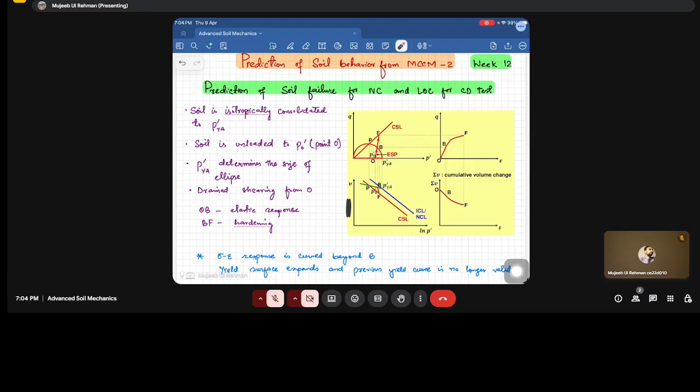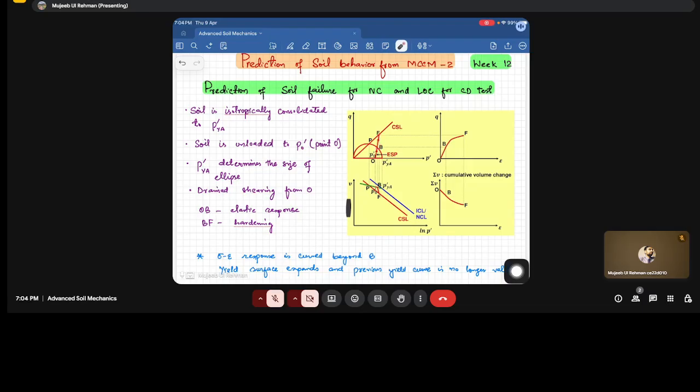Now, when we are loading from O to B, it will follow the reloading line with a slope which is similar to the unloading line. Or we can say it has the same slope of kappa. And it's an elastic response, so it will follow from O to B. Now after B, it will go into the plastic response. So this soil will start yielding till it reaches the critical state with a slope of 3.